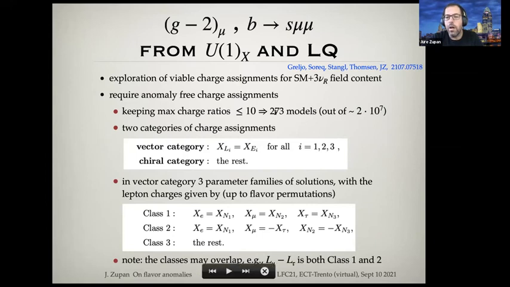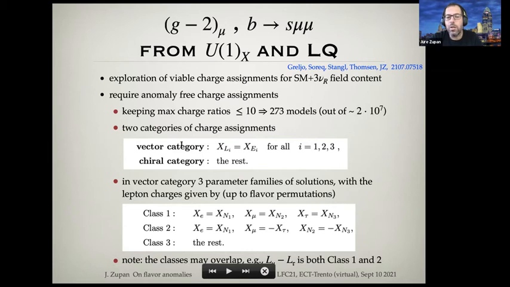I would say if we require that these gauge charges in the standard model plus 3 right-handed neutrinos are anomaly free, and just cut it off such that the ratios of different charges can be at most 10, then there are about 20 million solutions. This comes from Allanach and company. If you want to have a MUOQUARK, there are 273 models. So a large number, but they fall into not that many categories.